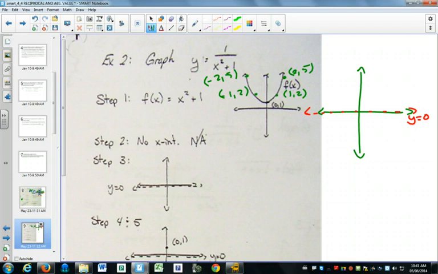What's going to happen to those points? Well, (-2, 5) will be (-2, 1 over 5). (-1, 2) will be (-1, 1 over 2). What's going to happen to (0, 1)? It's going to stay the same, because 1 over 1 is still 1. And because of symmetry, this one's going to go there and this one's going to go there.